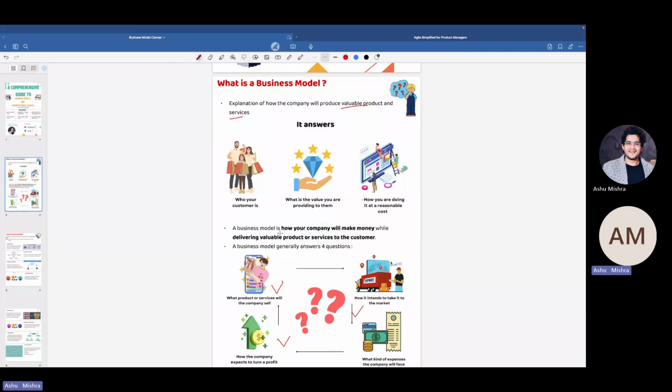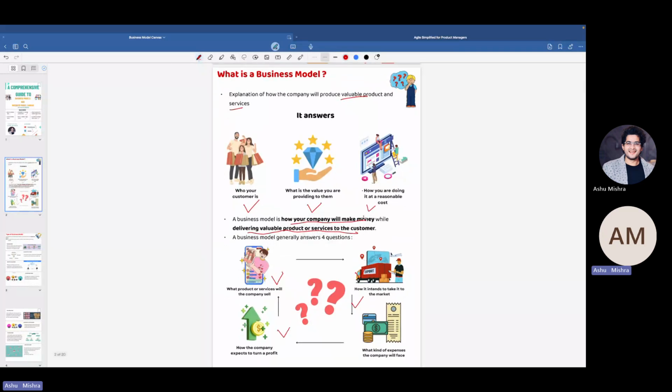So in short, a business model is how your company will make money while delivering valuable product or services to the customer. So in just it is answering three things, guys: who your customer is, what is the value you are providing to them, and how you are able to do it at a reasonable cost.